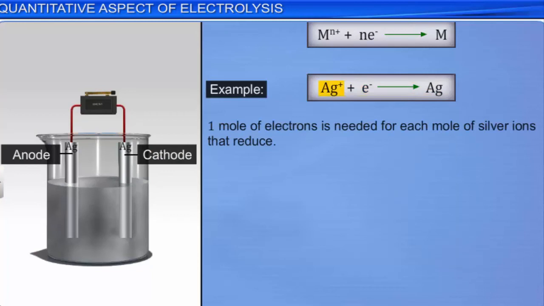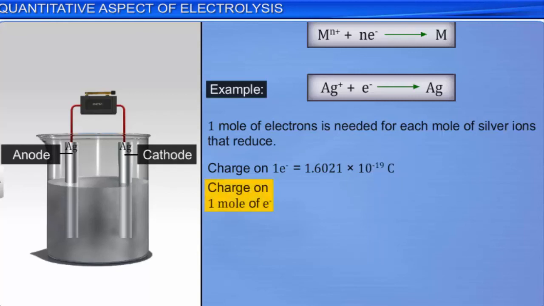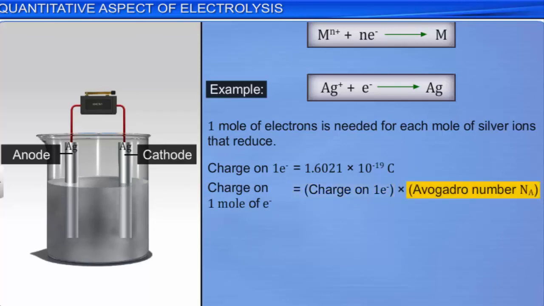that reduce. You know that the charge on one electron is equal to 1.6021 multiplied by 10 raised to the power of minus 19 coulomb. Hence, the charge on 1 mole of electron is equal to the product of the charge on an electron and the Avogadro number. This can be written as the product of 1.6021 multiplied by 10 raised to the power of minus 19 and 6.02 multiplied by 10 raised to the power of 23.